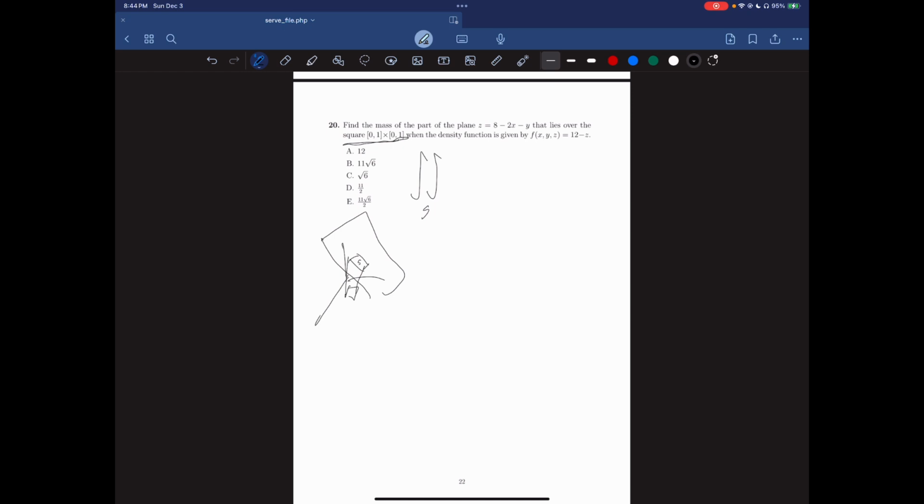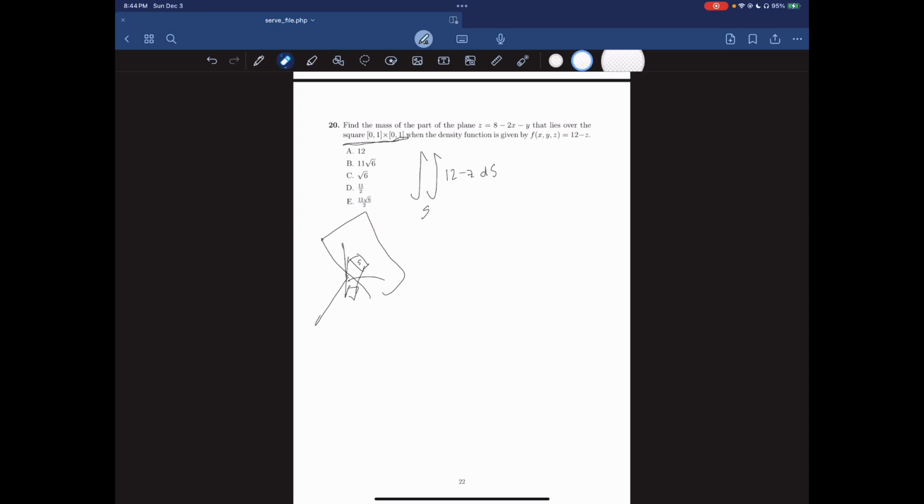And we're really looking for, we're literally just doing this, 12 minus z dS. We're just integrating the density over the surface. So we're finding the mass of that specific part of the plane.